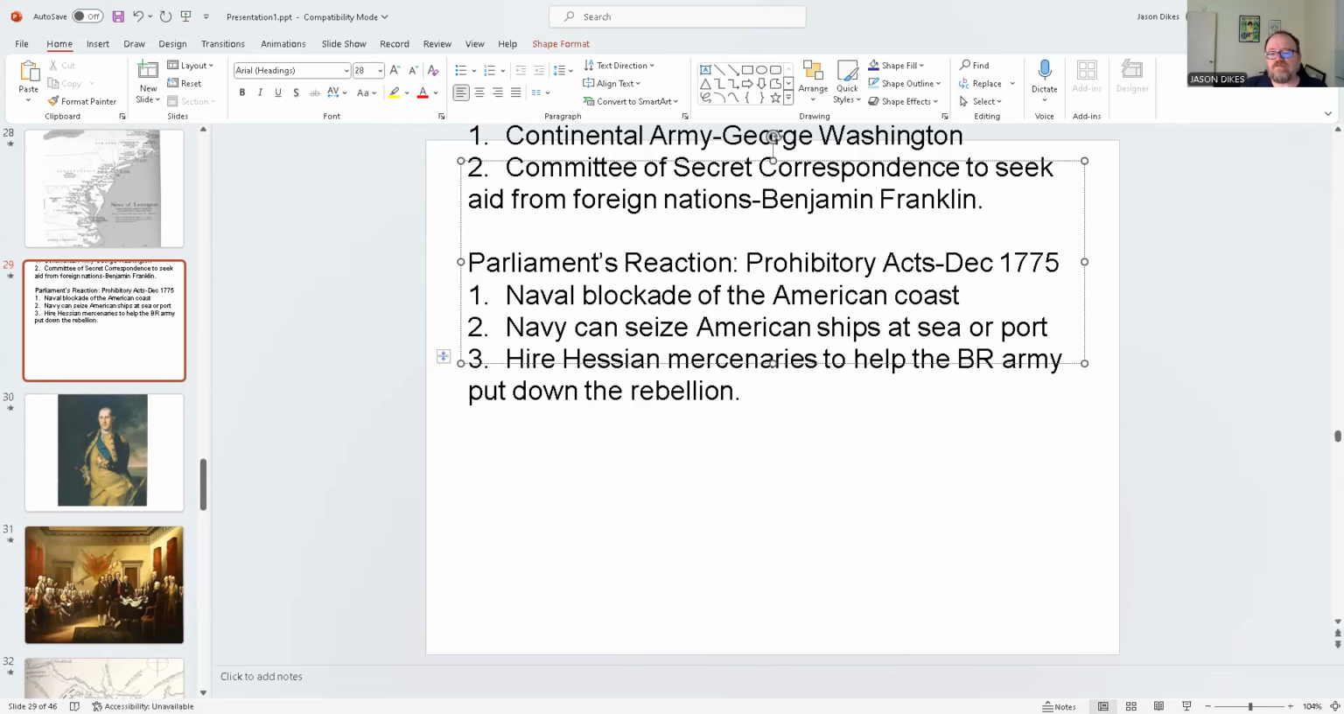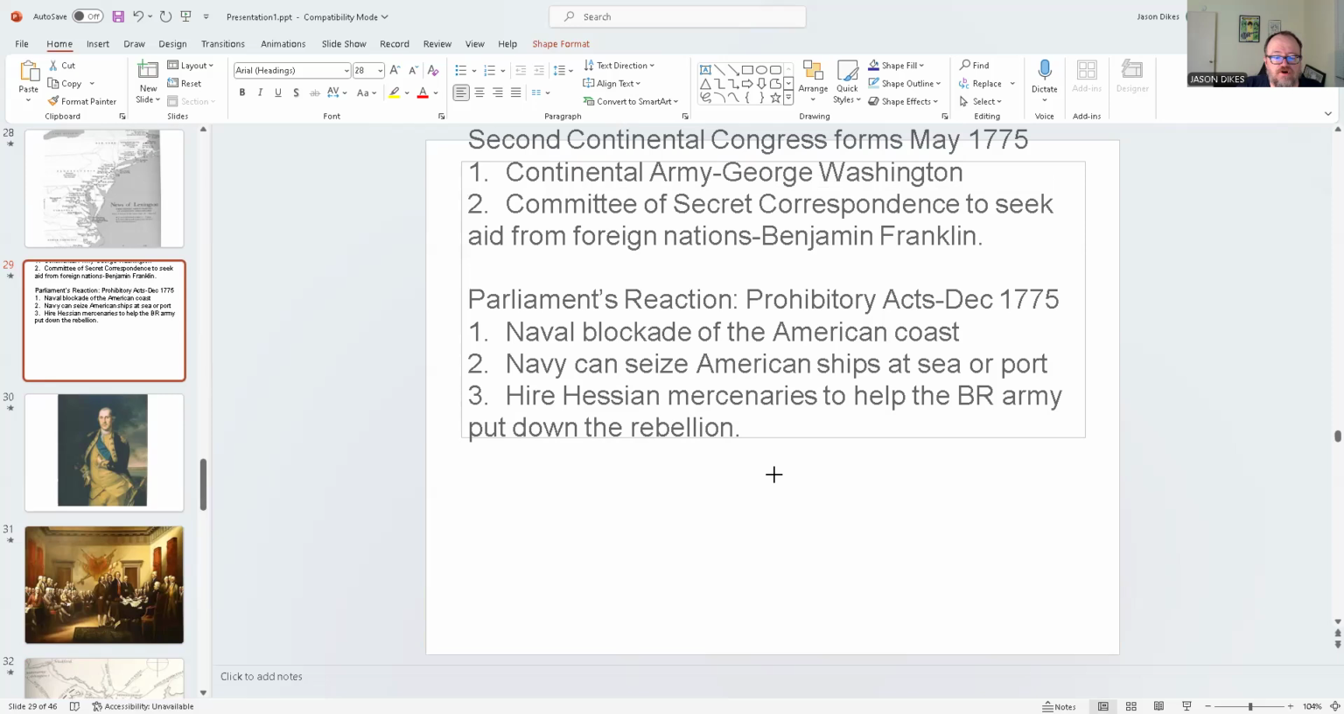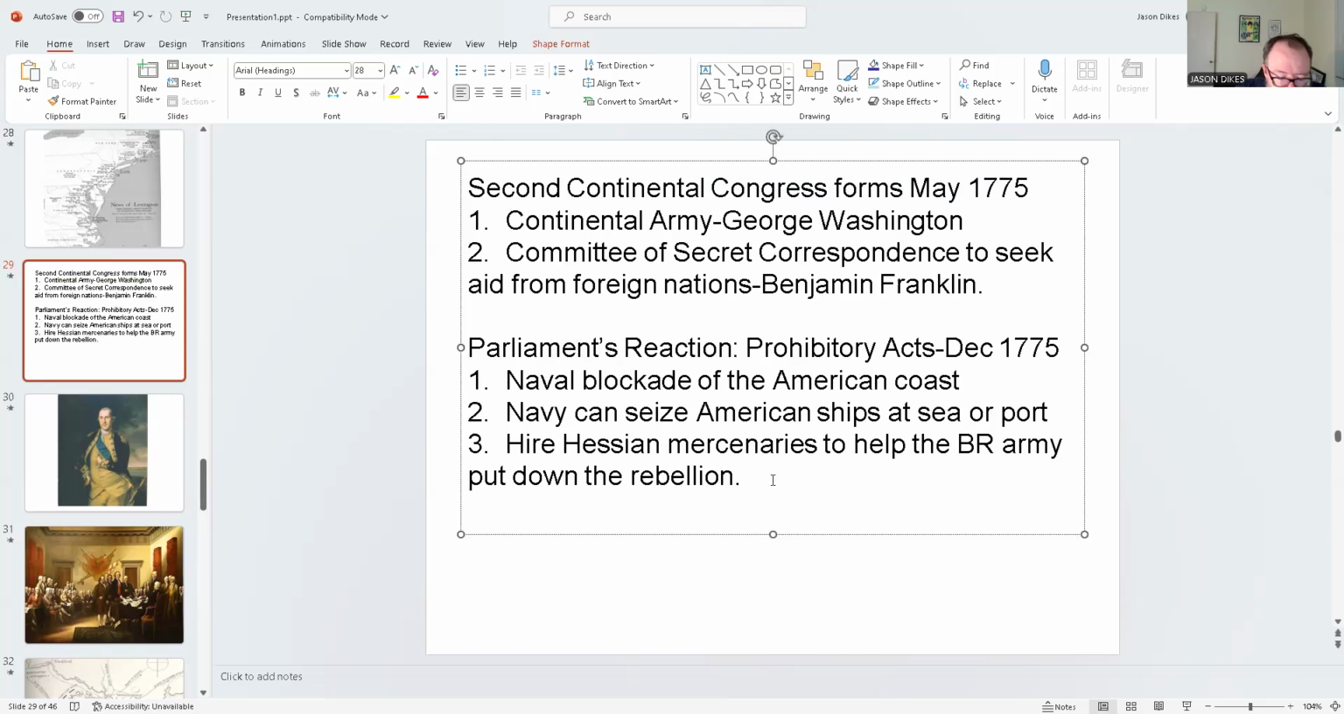Hire Hessian mercenaries to help the British Army put down the rebellion. The Hessian mercenaries, that is part of Germany today. So these are mercenaries that will come in and try to help the British Army put down this rebellion here in the Americas. Okay, so that's the Prohibitory Acts.